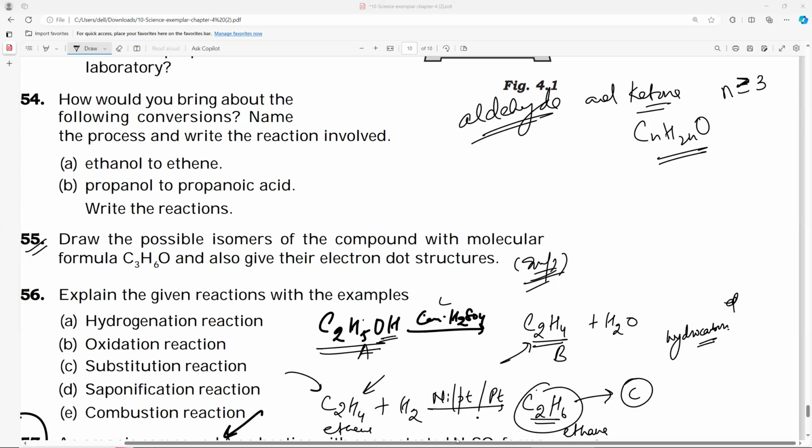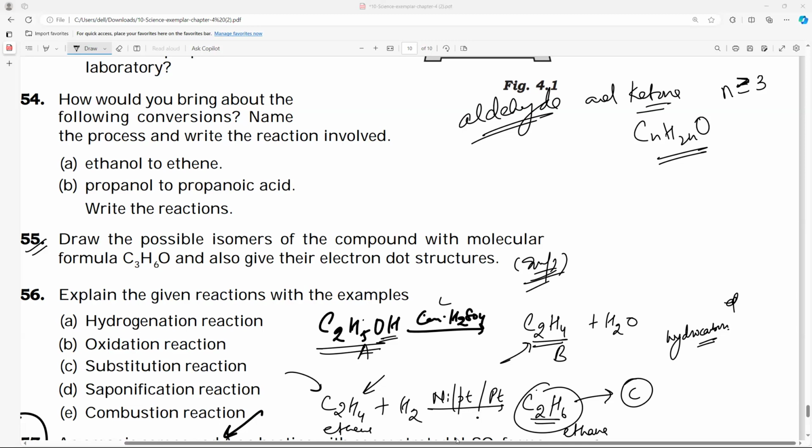So can you tell me, is there anyone who can give the idea only for this question? Abir, you there? Yes, sir. Can you tell me what should be the possible structure for this question? Propanol. Yeah, it can be propanol.